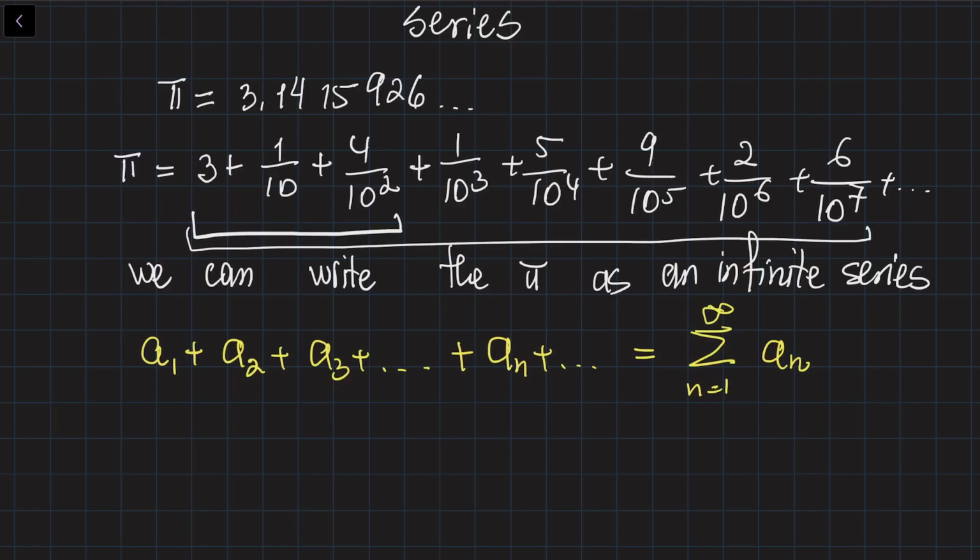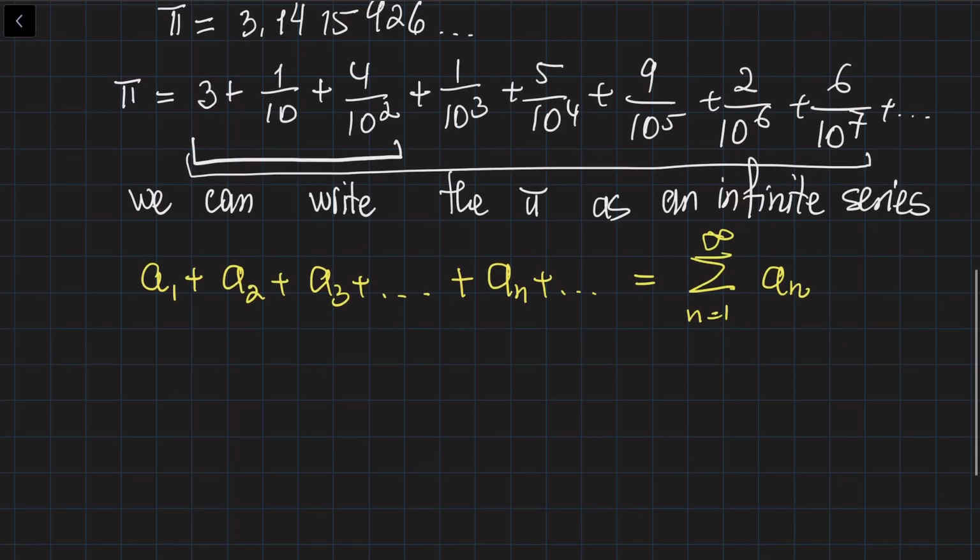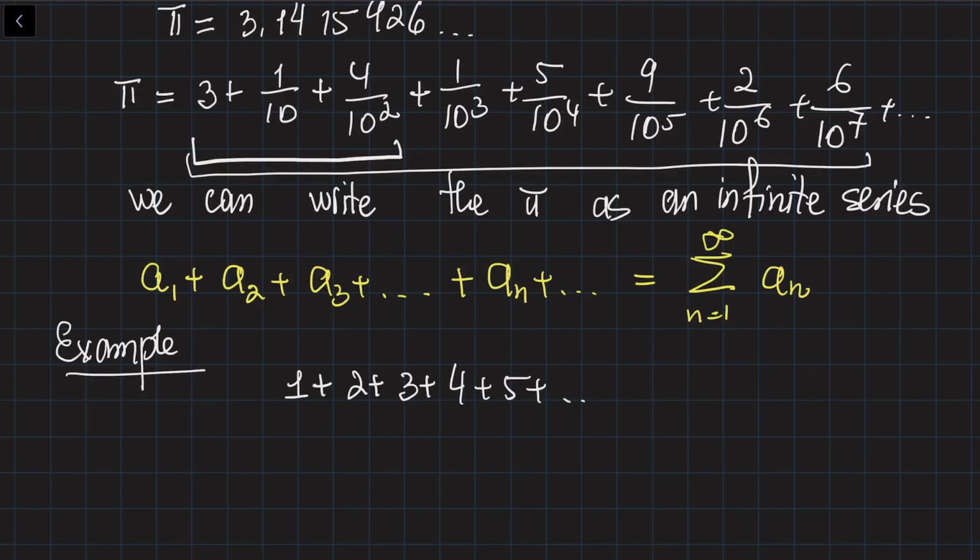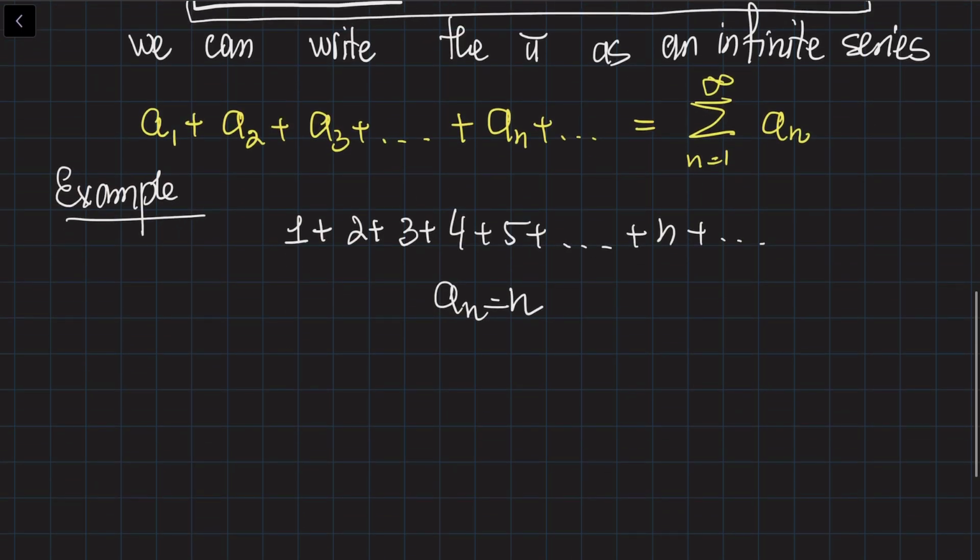Sometimes the series is going to converge to some number and sometimes not. So let us consider a couple of examples. Example of a series: let's say I've got a series which is just the sum of natural numbers, 1 plus 2 plus 3 plus 4 plus 5 and so on, plus n and so on. In general, the general term is written as n, and you can write this series as the sum of n when n goes from 1 to infinity.